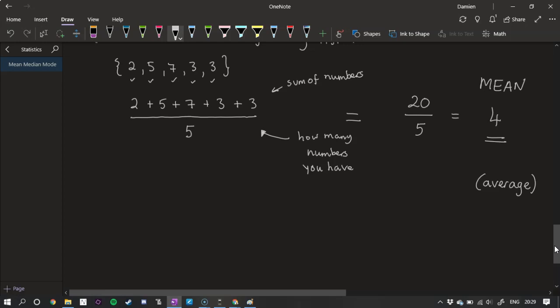If you get a longer set of numbers, you still do the same thing. You add up the numbers on the top and you divide by how many numbers you have on the bottom, and then you get your final answer.